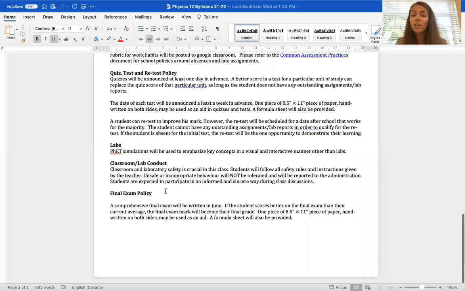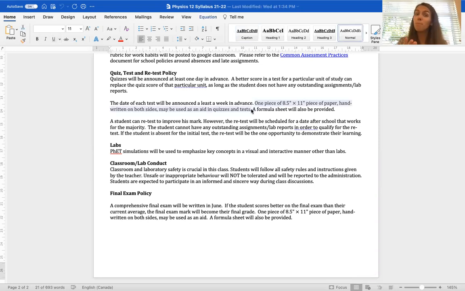And lastly, for the final exam, as well as for the tests, the quizzes and the retests, they will be able to take one 8.5 by 11 piece of paper, written on both sides, as a cheat sheet into their quizzes, their tests, and their final exam. A formula sheet will also be provided. So this is just for their notes, but they can't put direct examples on there. It needs to be notes and processes and helpful hints to themselves.